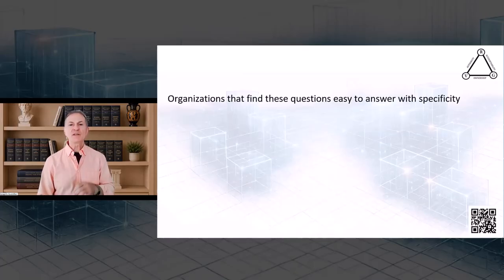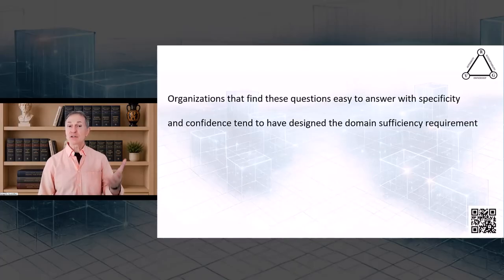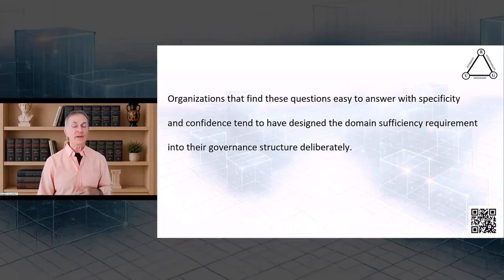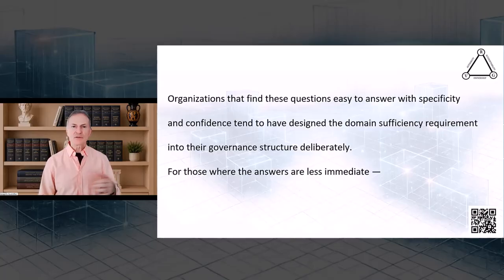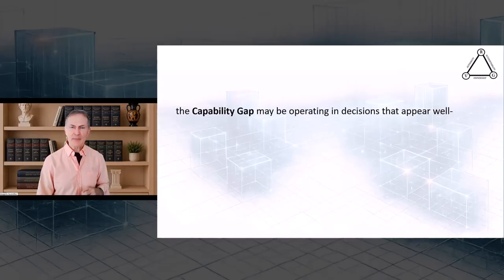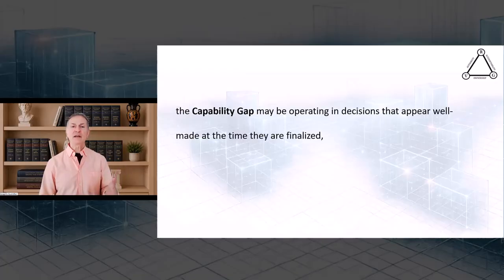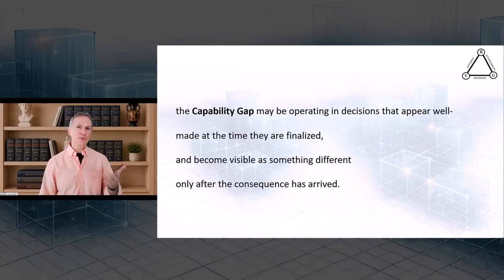Organizations that find these questions easy to answer with specificity and confidence tend to have designed the domain sufficiency requirement into their governance structure deliberately. For those where the answers are less immediate, the capability gap may be operating in decisions that appear well made at the time they are finalized and become visible as something different only after the consequence has arrived.